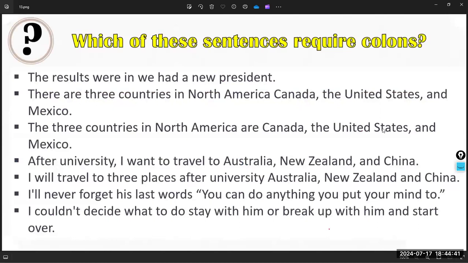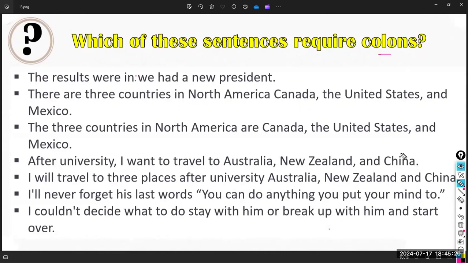Now, let's practice and let's check which of these sentences require colons. What do you think? The results were, and we had a new president. After "were"? Yeah, the results were in. What are the results? We had a new president. Bravo.